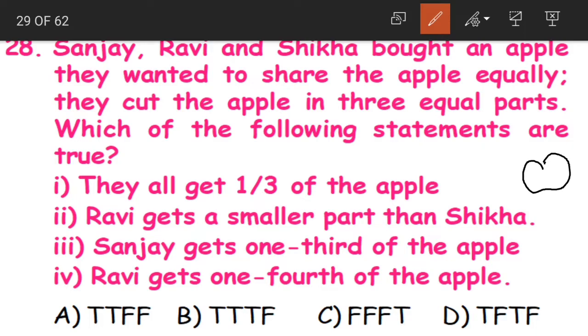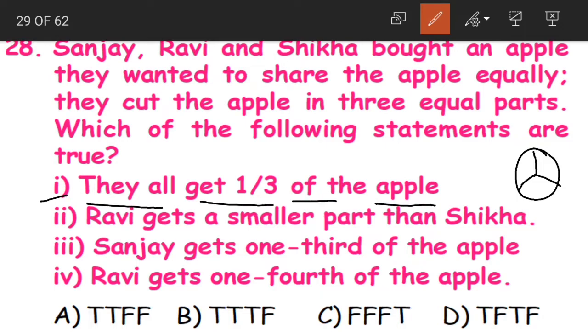If you cut the apple into, okay, just assume that this is an apple, children. I know that the apple shape is not like this, but assume that it is an apple and we have divided it into 3 equal parts. Okay. Now the first statement is that they all get 1/3 of the apple.